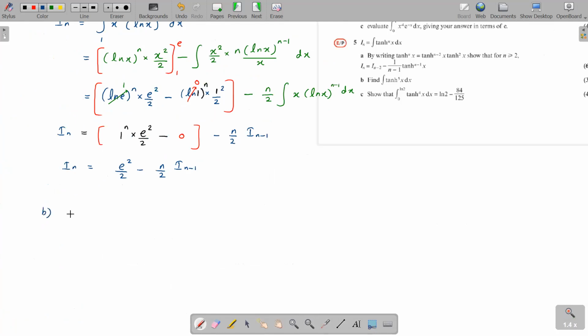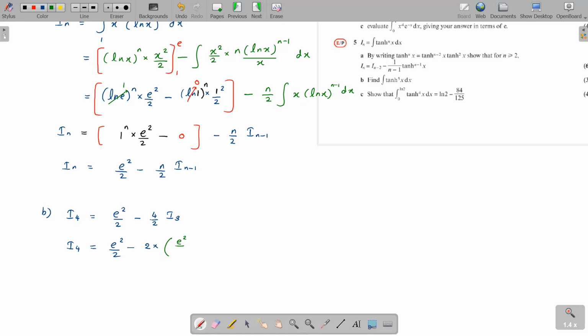Part B, we need to find I4. So how do we find I4? Replace the e value to e square over 2 minus, tell me the n is 4 now, right? So 4 divided by 2 into what? I 4 minus 1 is I3. Are you with me? Continue. E square over 2 minus 4 over 2 is 2, right? Let's write as 2. And 2 times I3. Replace the I3 value. Who is I3?